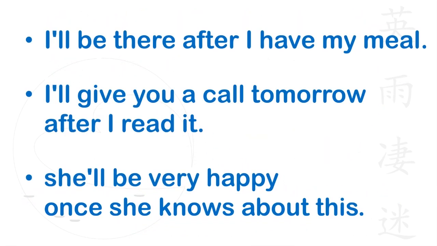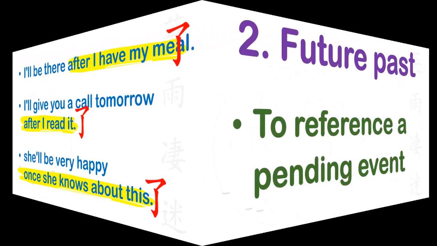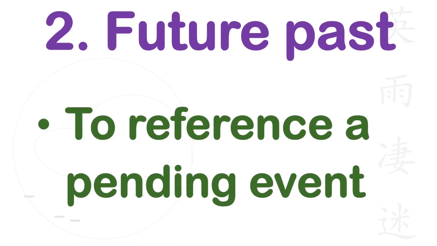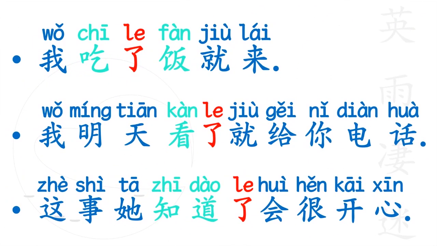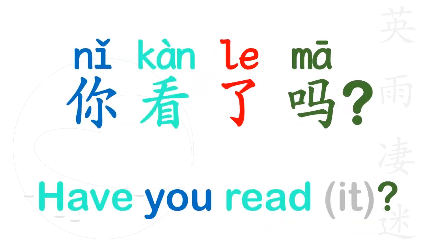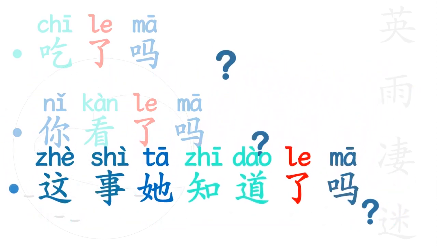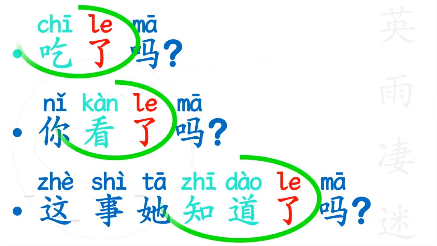So we can say you flag these events with le and say once they happen, you are going to do something or something happens. So I call them future past scenarios. Again, they're usually part of a conversation and have question forms. 吃了吗? Have you eaten? This is a well-known greeting line among friends and neighbors with whom you interact frequently. 你看了吗? Have you read it? 这事她知道了吗? Has she got the news about this yet? Has she been informed of this yet? So flagging a point in time and asking people if they're there yet.